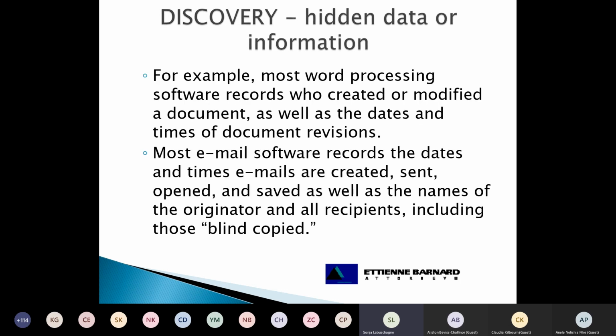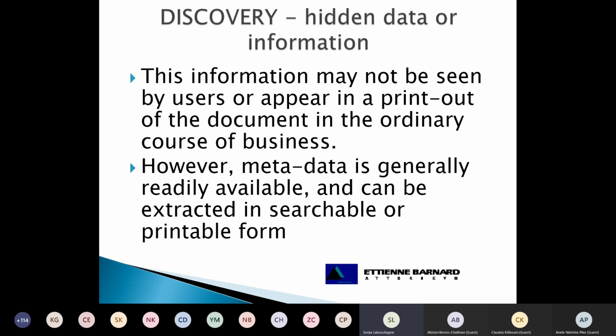For example, most word processing programs save the time when the document was created and when it was revised. Most email records would also have the dates and times the emails were created and sent, as well as the names that are included in the blind copy. So you sometimes want to have that information to see who they sent that email to. Who's involved in this matter could give you a lot of information.